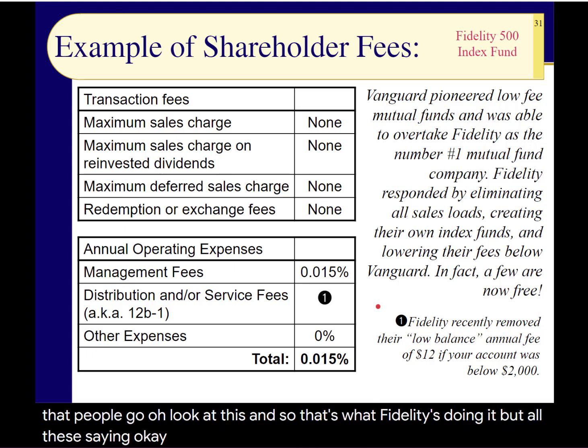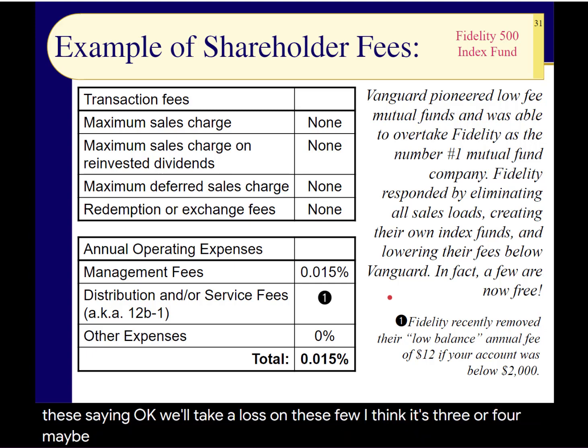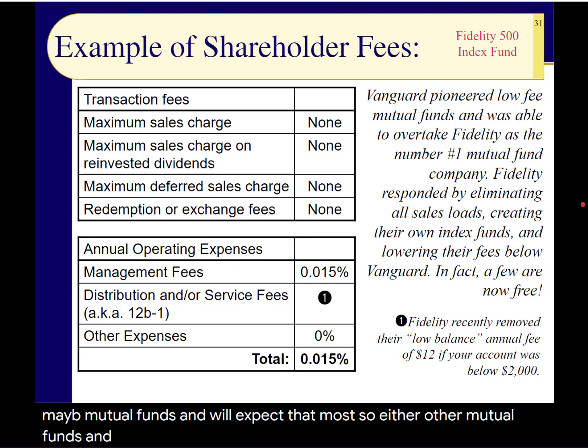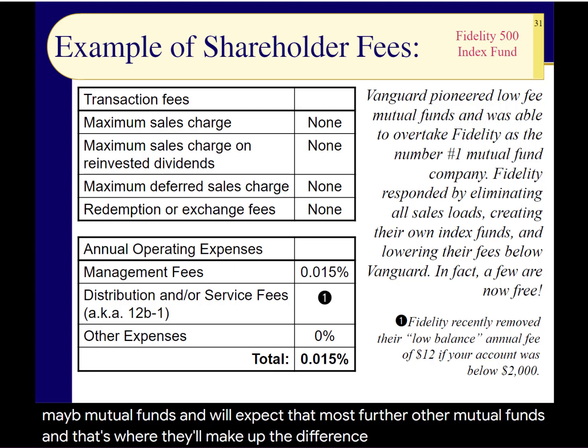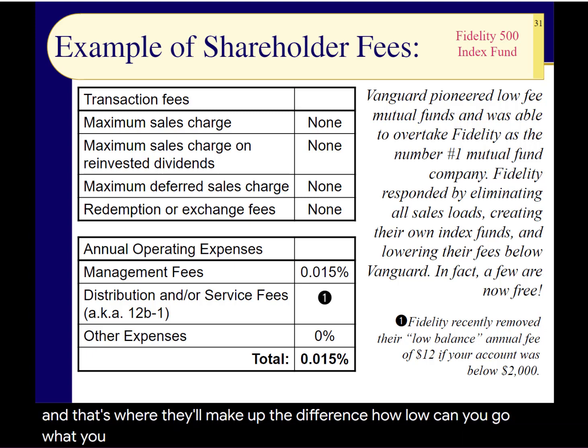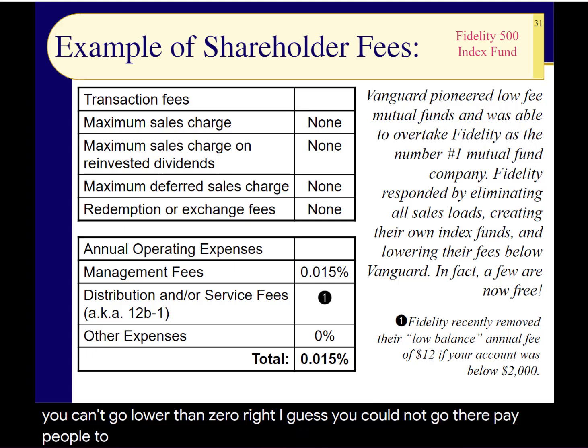Fidelity's saying, okay, we'll take a loss on these few, I think it's 3 or 4 maybe, mutual funds, and we'll expect that most people will decide, hey, Fidelity's a good company, let's try their other mutual funds, and that's where they'll make up the difference. How low can you go? Well, you can't go lower than 0, right? I guess you could. No, let's not go there. Pay people to put their money with you.